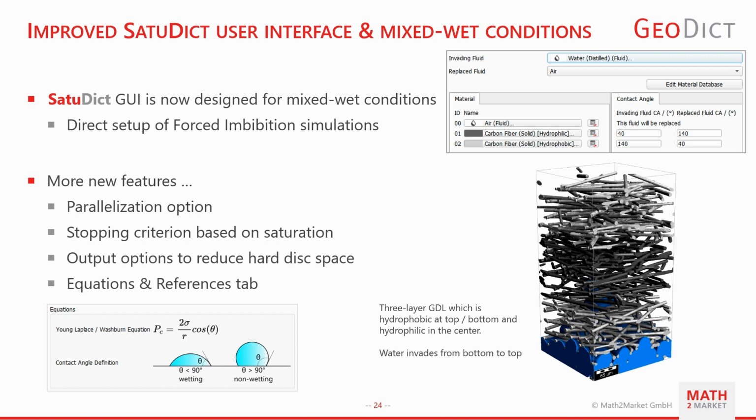An example of a two-phase fluid flow with mixed wet conditions is shown on the right side. A three-layer GDL is shown with hydrophobic at top and bottom and hydrophilic in the center. Water invades from bottom to top. Observe how the water wets the hydrophilic part almost completely when a water droplet touches it from the hydrophobic part.